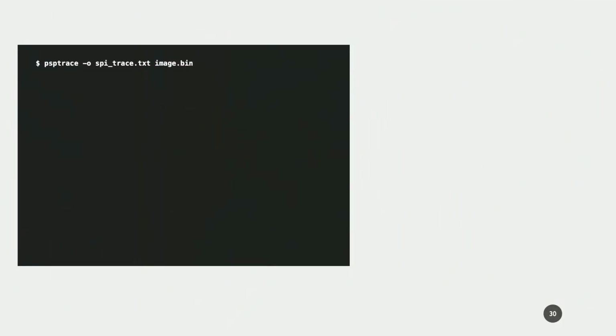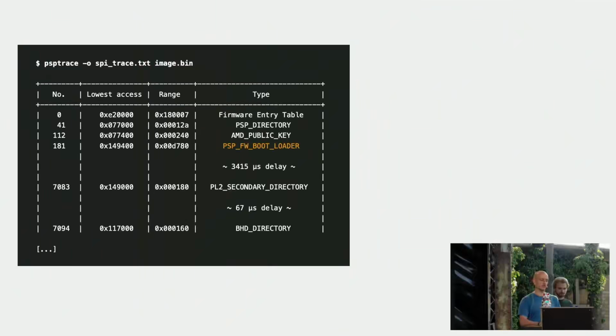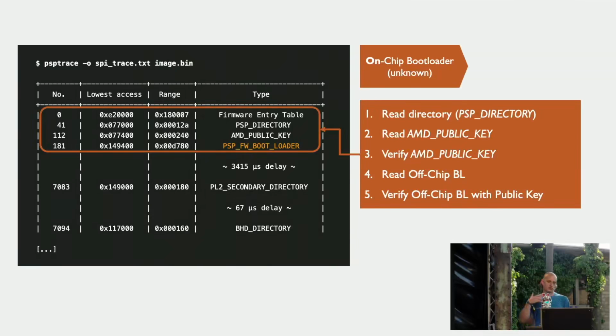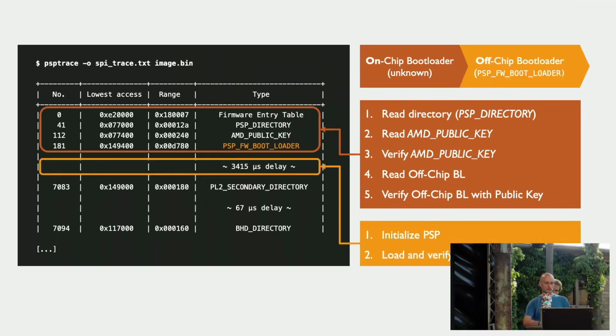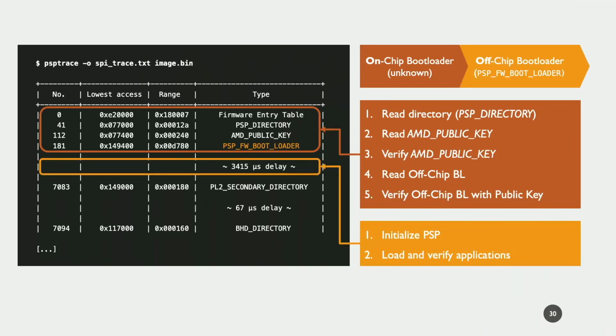So if we look again at the SPI trace of the PSP firmware, we will see something like this. In the first 4 entries, what happens is the following: a component, usually an on-chip bootloader, will read the firmware entry table, determine the PSP directory, load the AMD public key, use the AMD public key to verify the authenticity of the FW bootloader, and then execute it. You can see here there's a rather large delay after that happens.